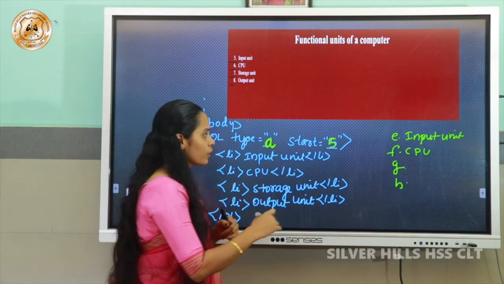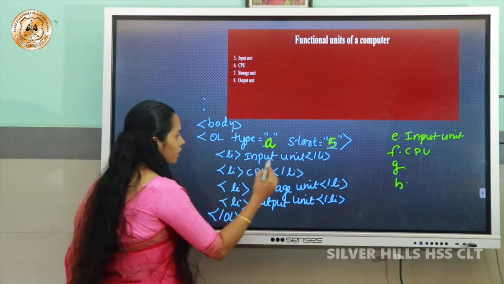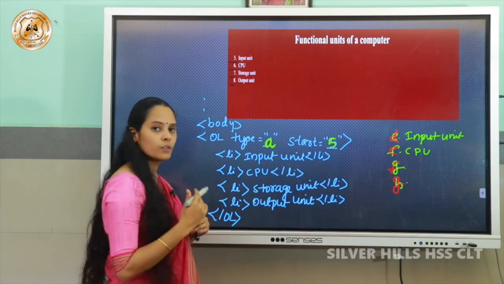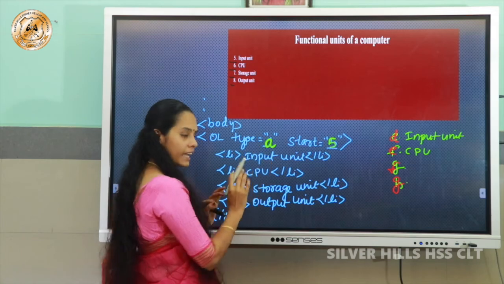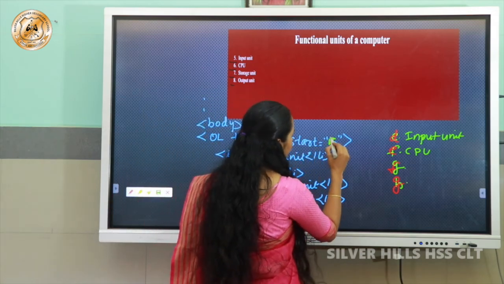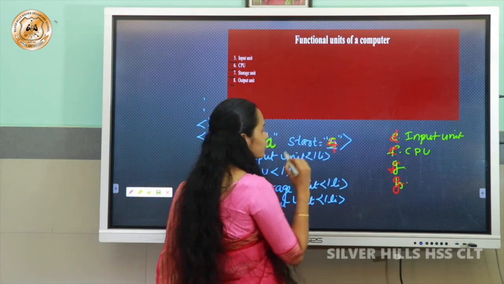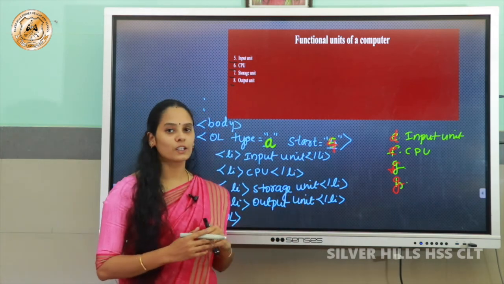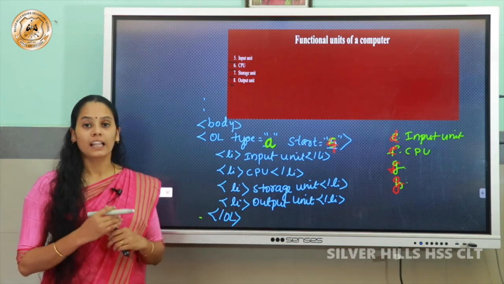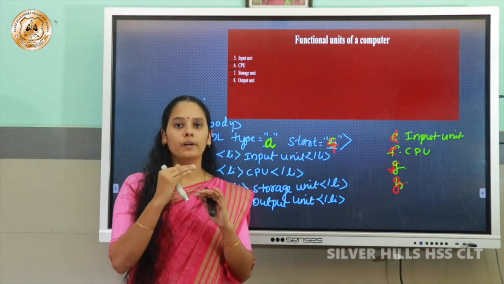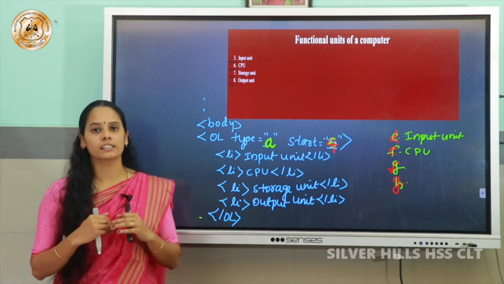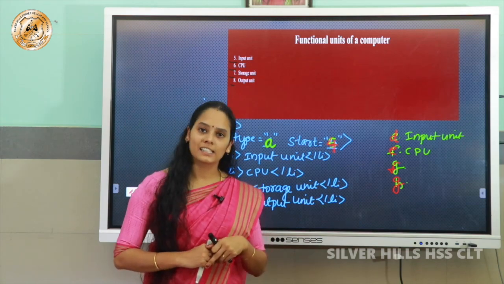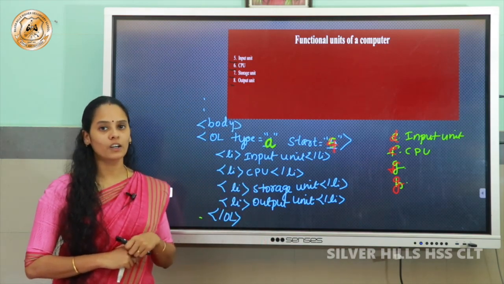So you want to give the value of start as 5. Suppose you want to start the same thing with D, E, F, G like this. Then what change you have to make? Type is equal to A itself and start is equal to 4. Then you will get it as D, E, F, G in that form. So that is the need of start attribute, that is used to specify from which number or from which alphabet we need to start our list. So to specify that number we can use which one? Start attribute. So this is about our ordered list.